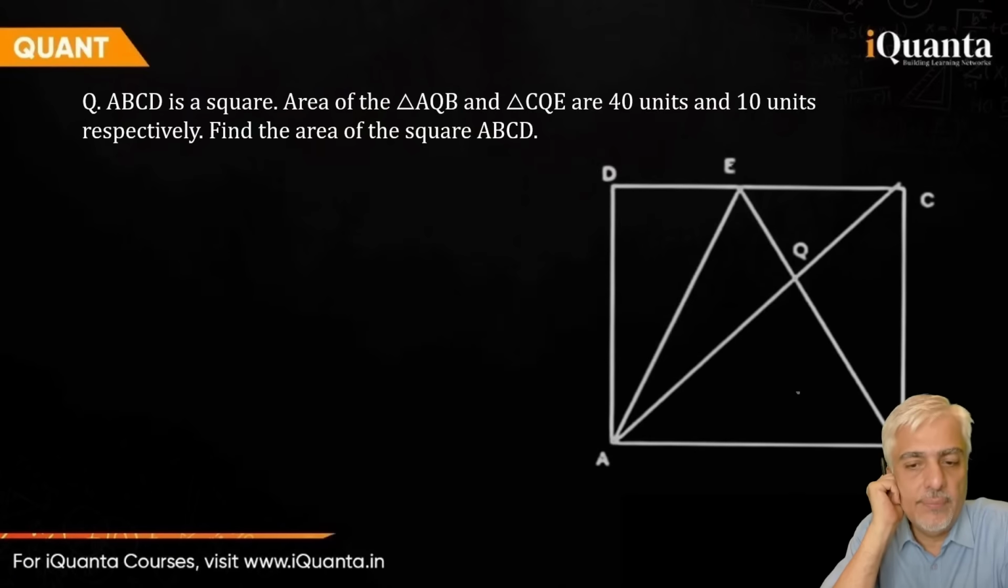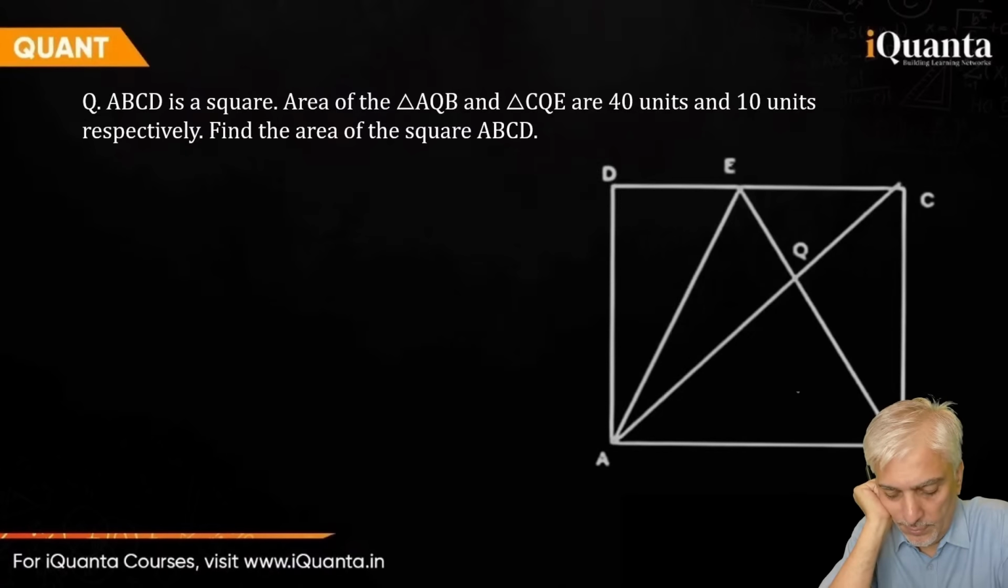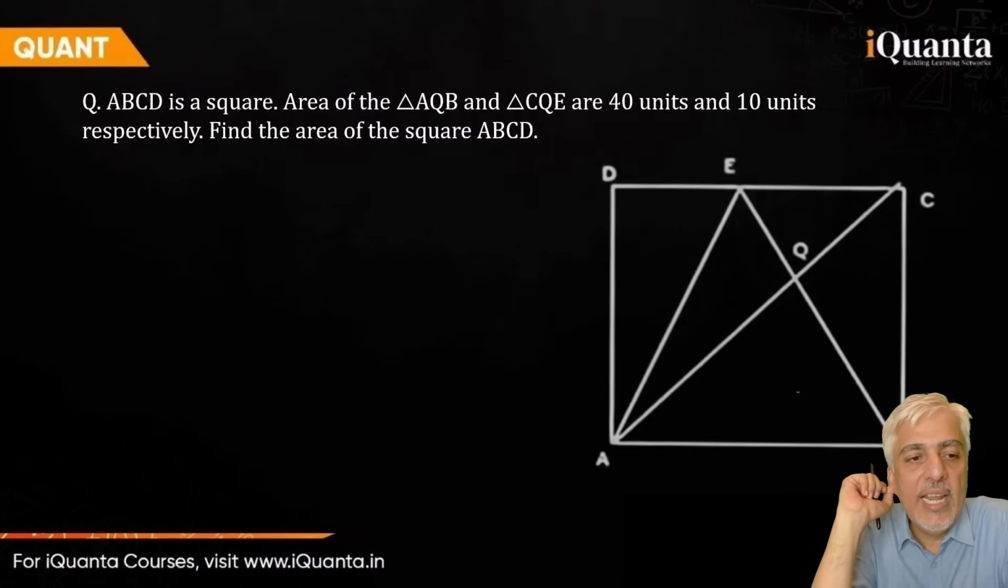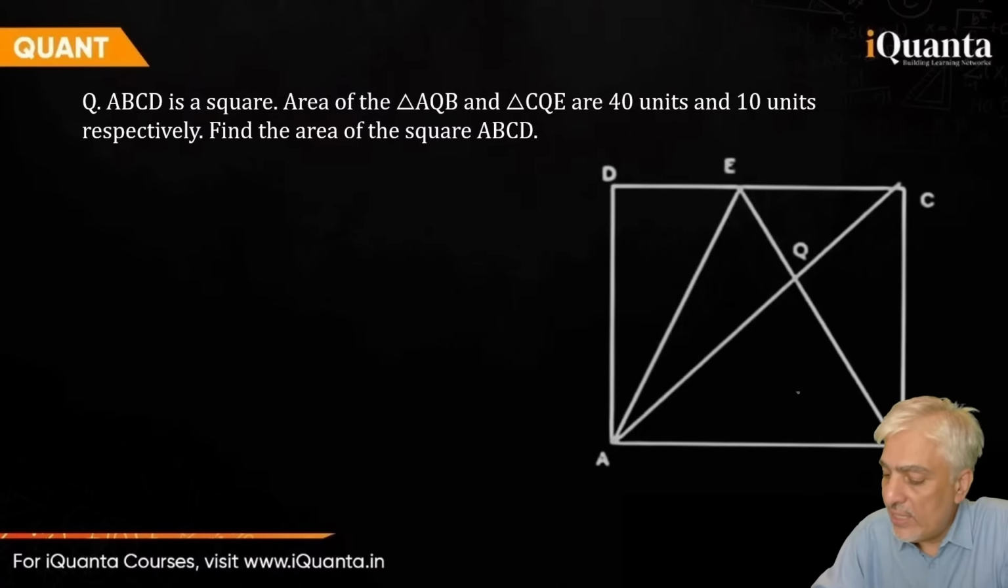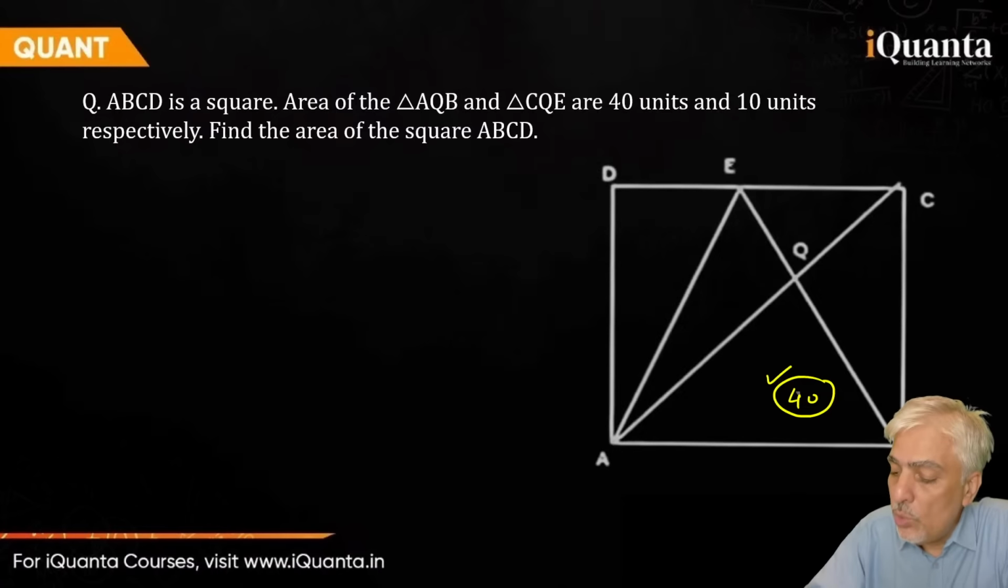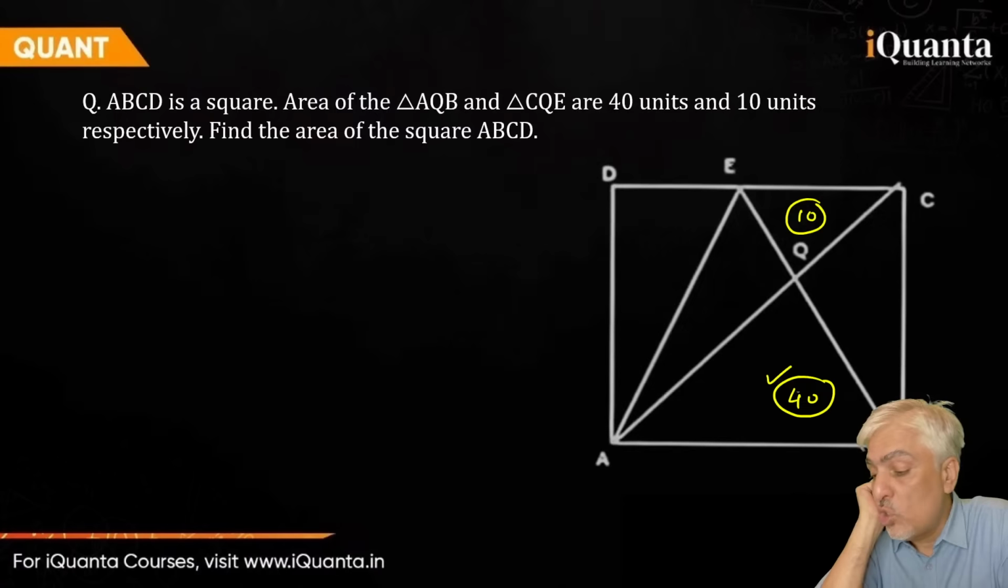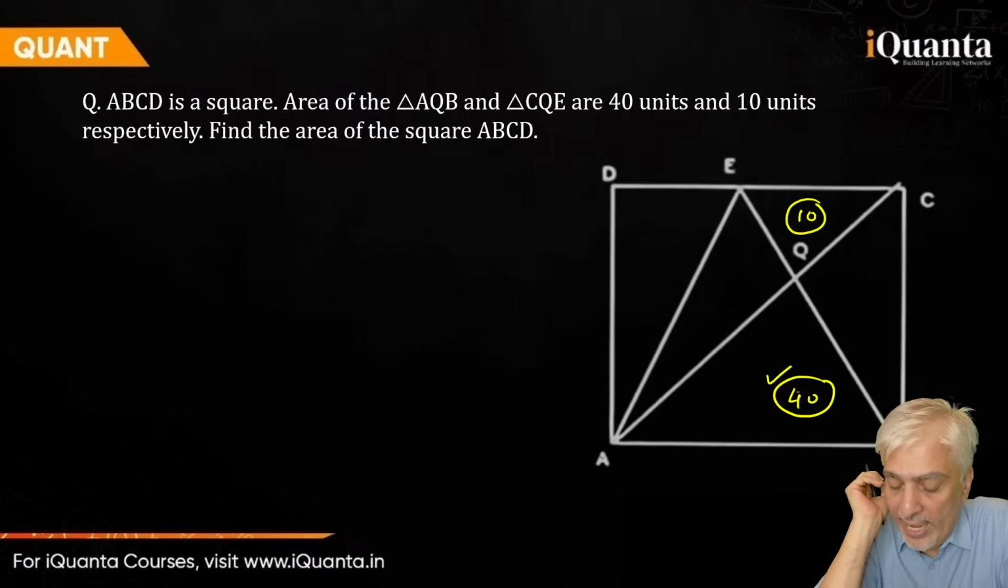Next question. ABCD is a square. Area of triangle AQB, that is this triangle, is 40 and area of triangle CQE is 10. Find the area of square ABCD. Very carefully do this.